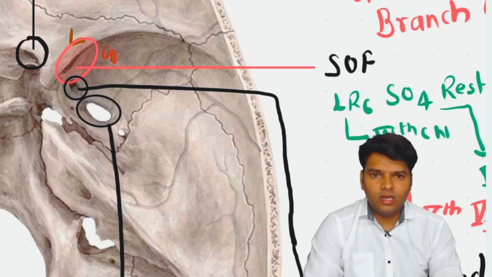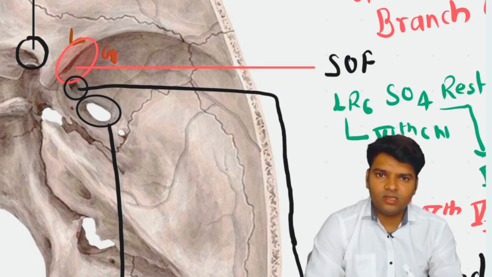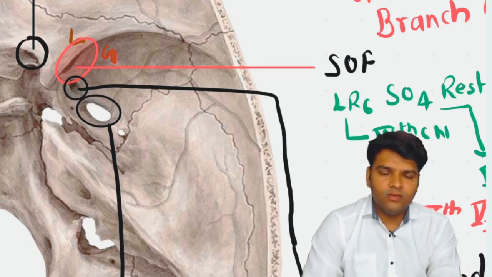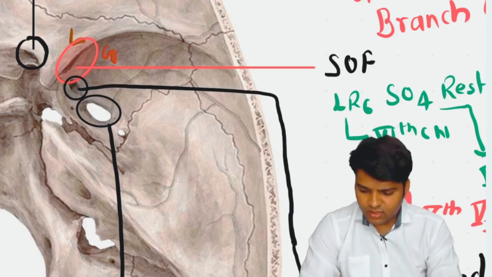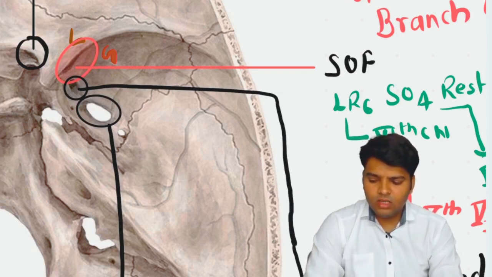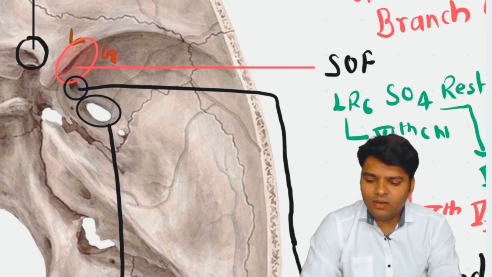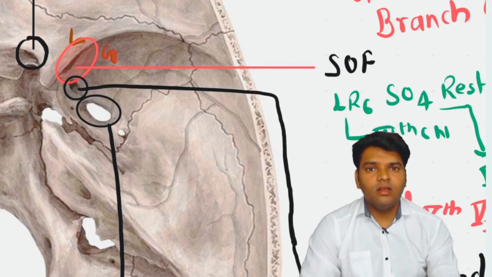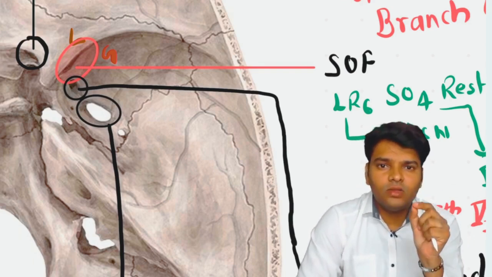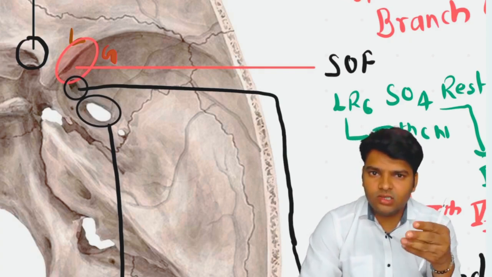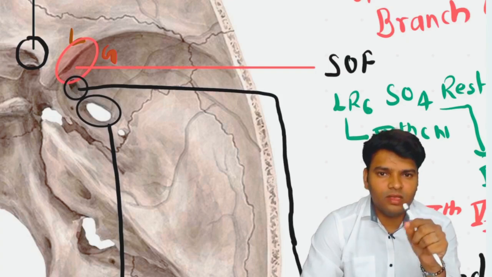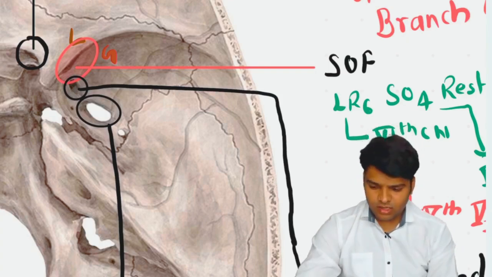The third cranial nerve, the fourth cranial nerve, and V1, the first branch of the fifth cranial nerve, which is the ophthalmic nerve, pass through the superior orbital fissure, and the sixth cranial nerve also passes through it. Along with that, the ophthalmic vein is also passing through the superior orbital fissure. Please note it down, please write it down.